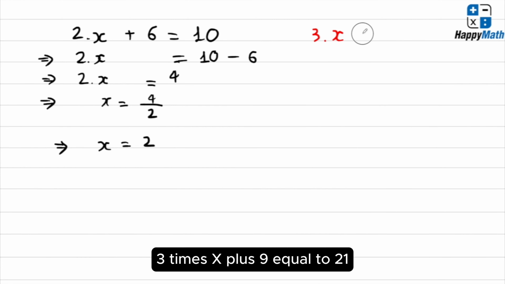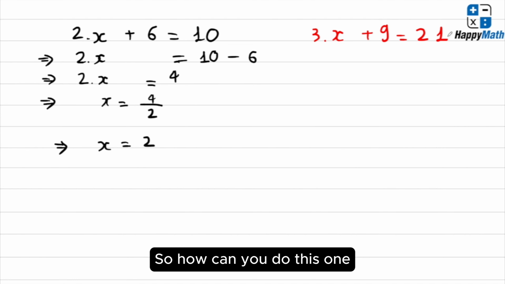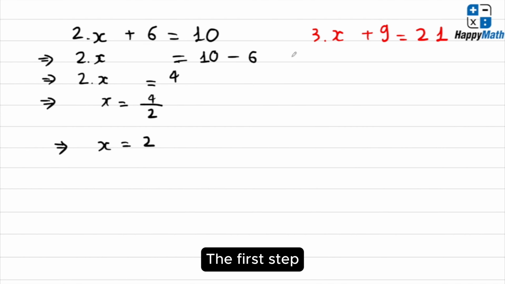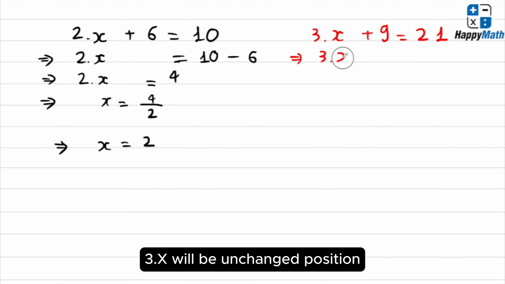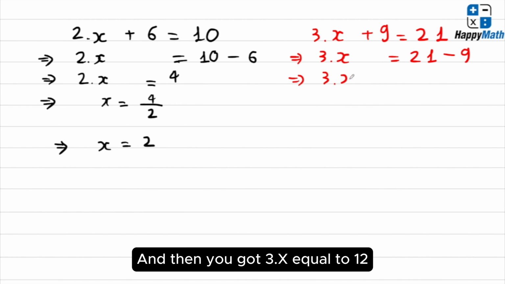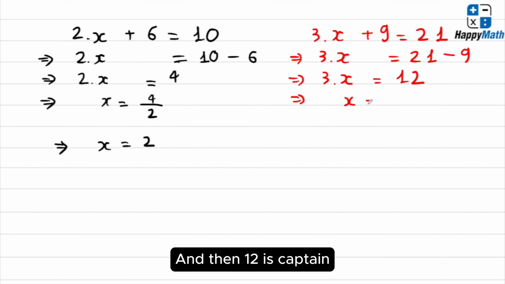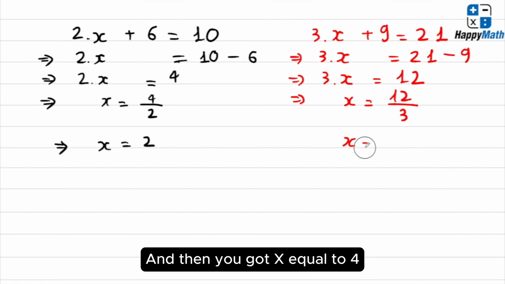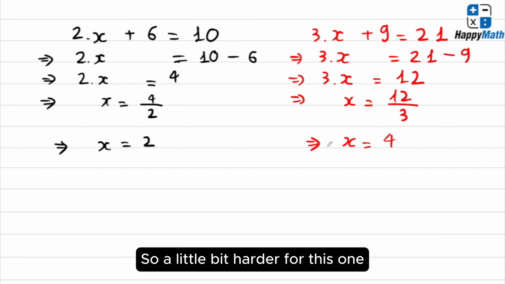3 times x plus 9 equal to 21. Okay, so how can you do this one? The first step, 3x stays unchanged in position, 21 minus 9, and then you got 3 times x equal to 12, and then 12 is captain, 12 on top, so 12 divided by 3, and then you got x equal to 4.